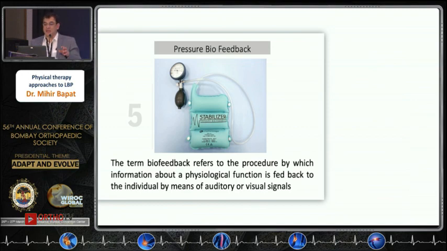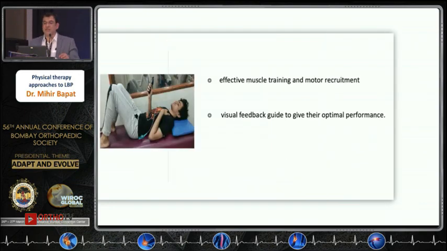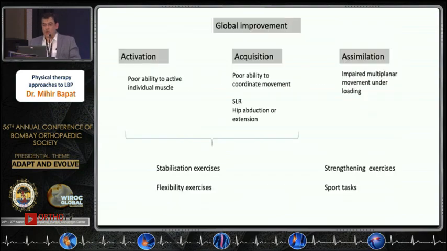The last is the pressure biofeedback. That means this is a machine where you can actually test how much you are contracting your muscles. So if I'm contracting my core, I get a visual feedback saying that I have contracted this much. So this is to optimize your muscle training, and it is very, very useful when you are into endurance training. So when you talk of global improvement, that means once you have controlled the acute symptoms and the patient now goes into a chronic phase of rehab, then you look at individual muscles, start strengthening them.